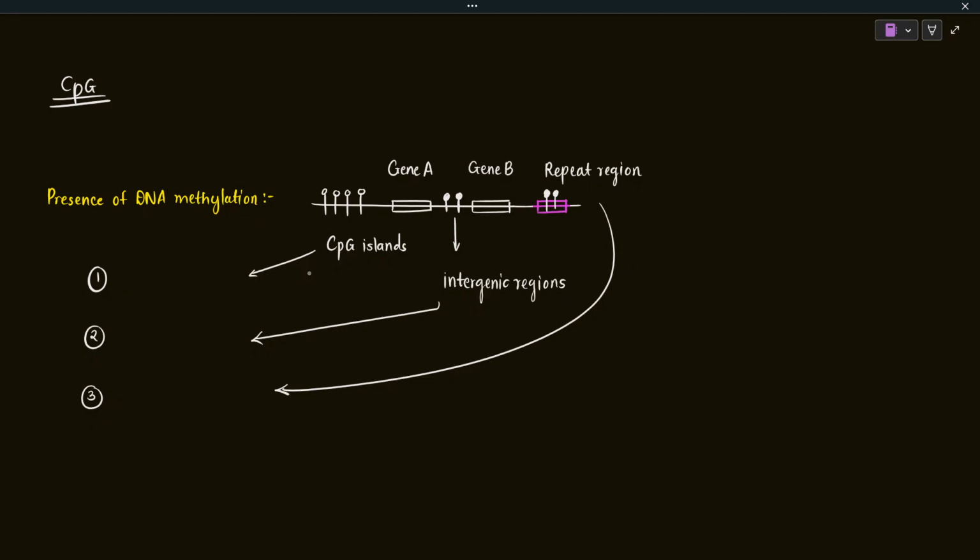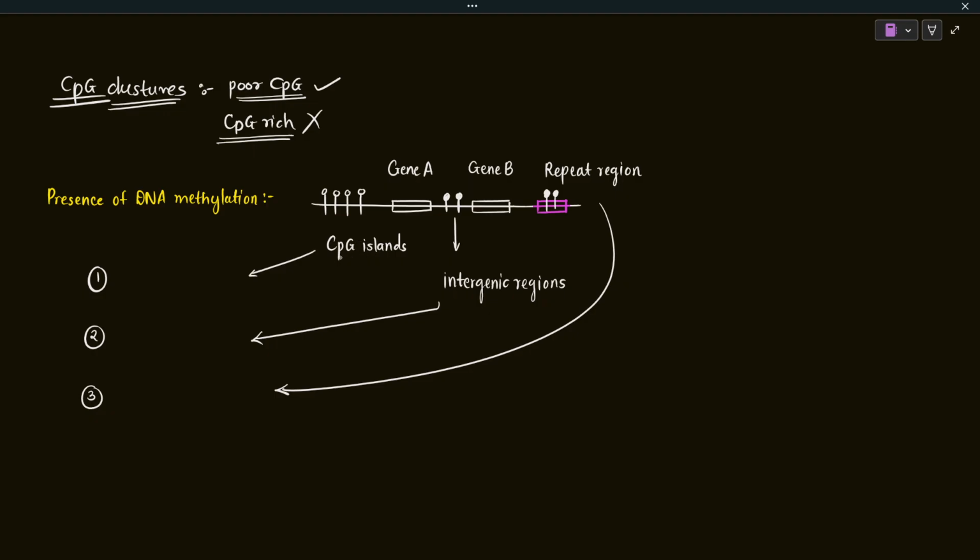Okay, so let's see where the DNA methylation occurs. DNA methylation occurs whenever there are CpG clusters. But whenever those CpG clusters have poor CpG frequency, if you remember, the CpG poor islands were frequently methylated, while CpG rich islands were infrequently methylated. So the CpG clusters which have poor CpG frequency are methylated, while the CpG rich islands are not methylated.